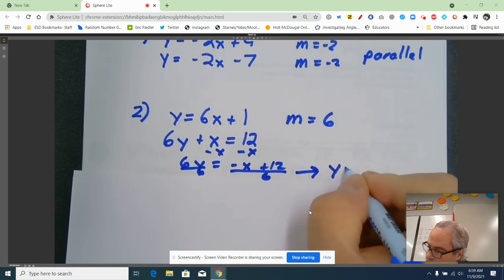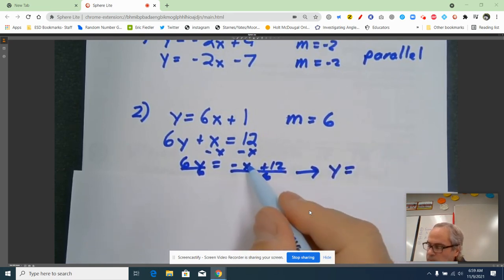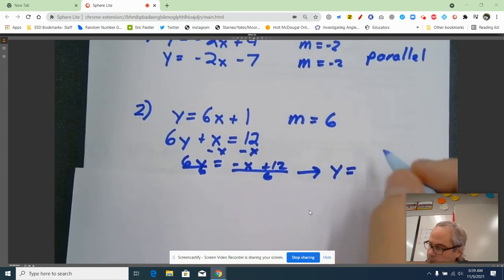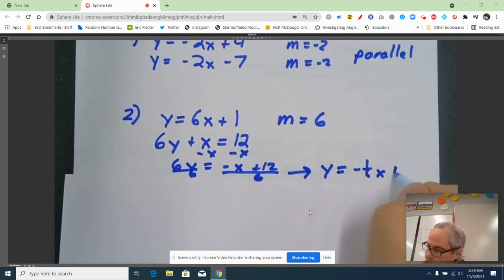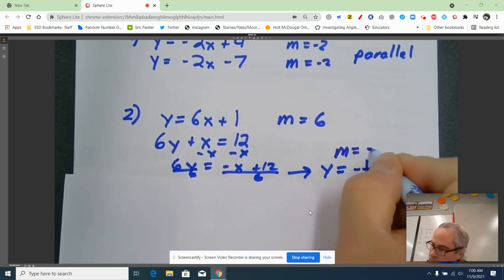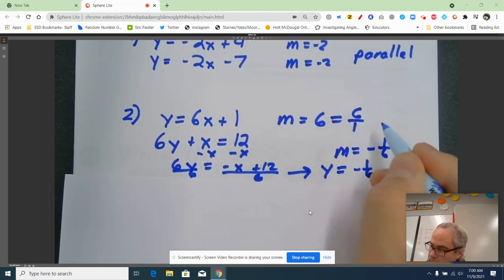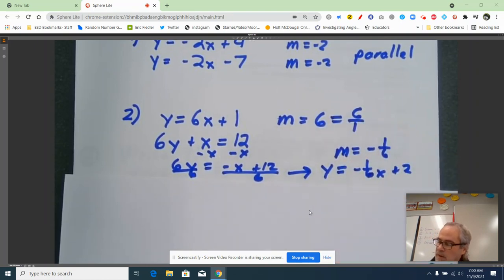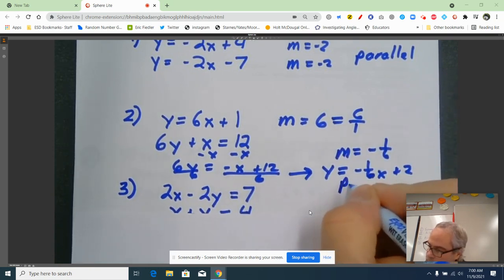So I end up getting y is equal to, now with this one, this is called the distributive property for division. If I divide -1 by 6, I get -1/6x. 6 goes into 12 two times. So -1/6x plus 2. The slope of this line is -1/6. And remember, 6 is 6/1. If you flip it and take it opposite, you get -1/6. So you would say that these two lines are perpendicular.